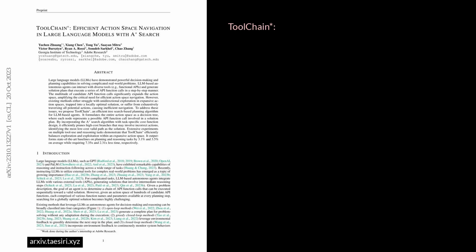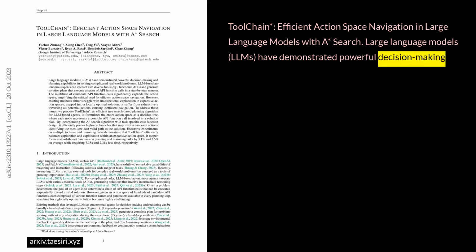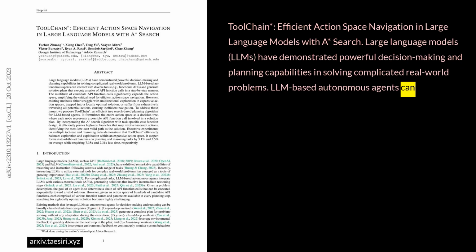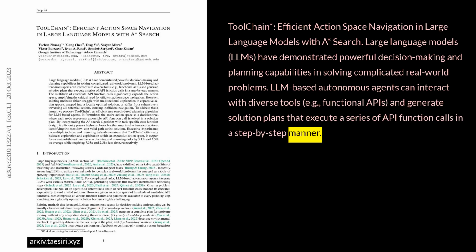ToolChain*: efficient action space navigation in large language models with A* search. Large language models, LLMs, have demonstrated powerful decision-making and planning capabilities in solving complicated real-world problems. LLM-based autonomous agents can interact with diverse tools, for example, functional APIs, and generate solution plans that execute a series of API function calls in a step-by-step manner.